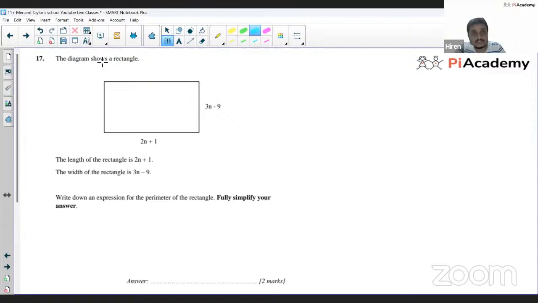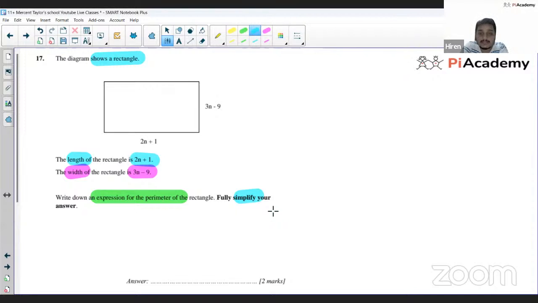The diagram shows a rectangle. The length of the rectangle is 2n plus 1, and in the same way, the width of the rectangle is 3n minus 9, okay? So you will find here the length and width. Once you know the length and width, you have to find the expression for the perimeter of the rectangle. And this expression must be fully simplified, okay? If you give the answer in the simplified version, then and only then will you get full marks.